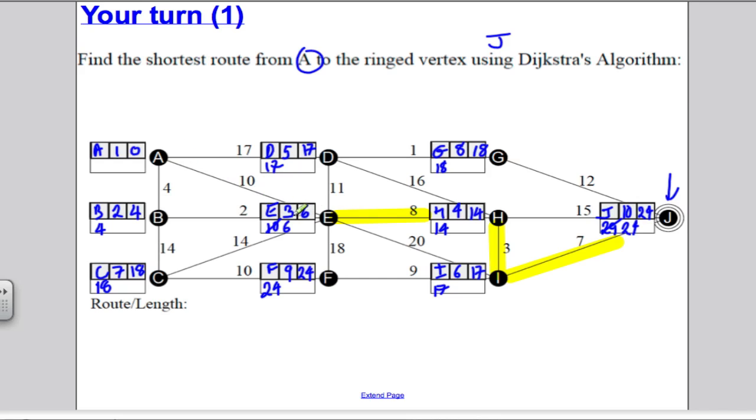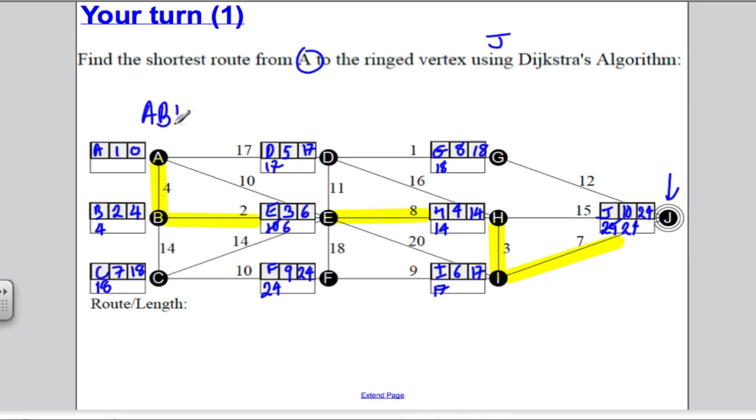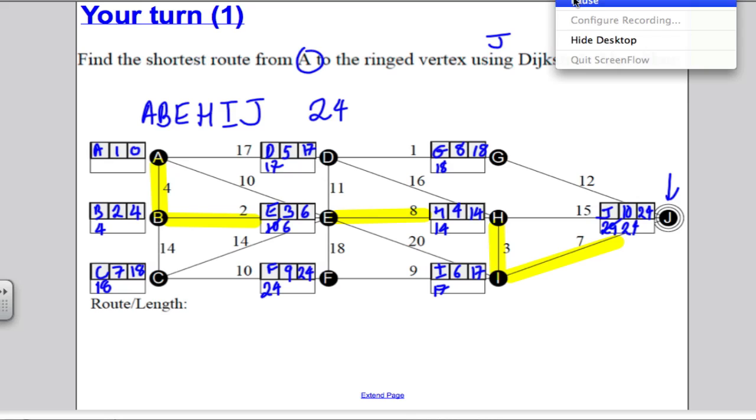Well, not there, not there, not there. It must have been along here. And the last one must have been up here. Okay, so this was my shortest route, and state what it is. Well, it's A, B, E, H, I, and J, and it has weight in total 24. The route is A, B, E, H, I, J, and it's of length 24.